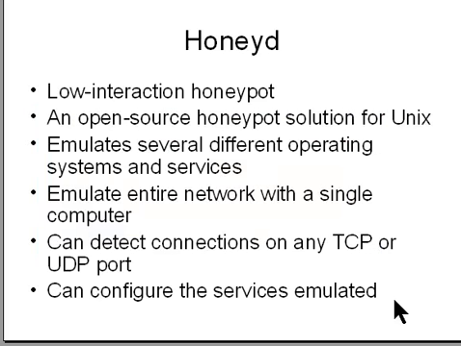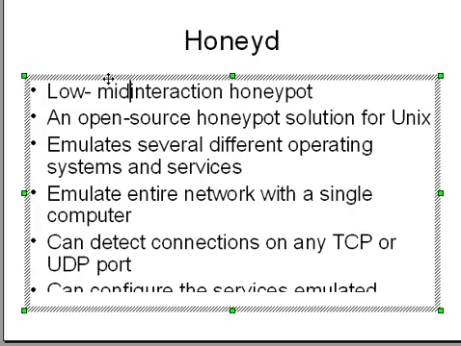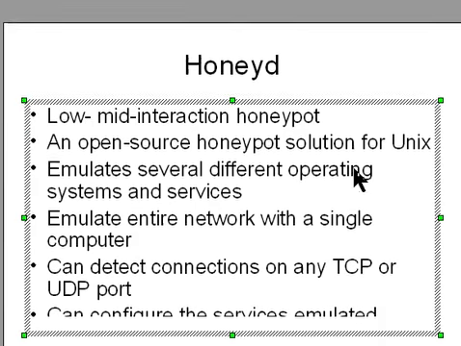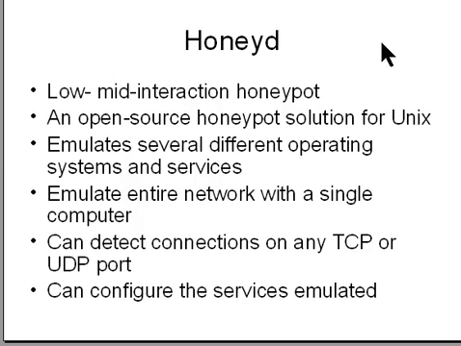Okay, the other honeypot solution we're going to talk about is honeyd. It's a low to mid interaction honeypot, especially the new version of it, because it does allow more interaction. It's an open source solution for Unix, and as I said, I used it a few years ago, and it's pretty simple to set up, and it allows you to emulate several different operating systems and services. And in fact, you can emulate an entire network with a single computer. It can detect connections on any TCP or UDP port you set up, and it can configure the services, and of course all the services are going to be emulated.